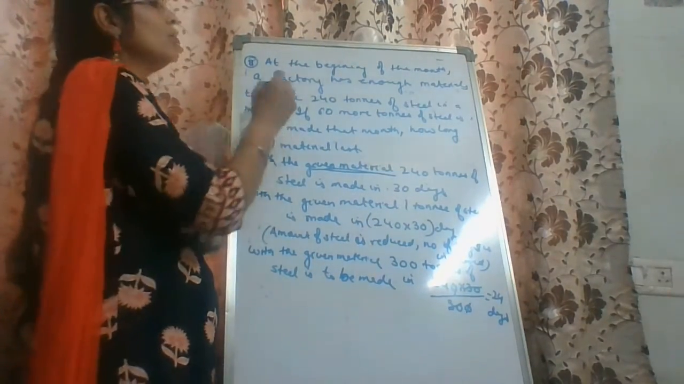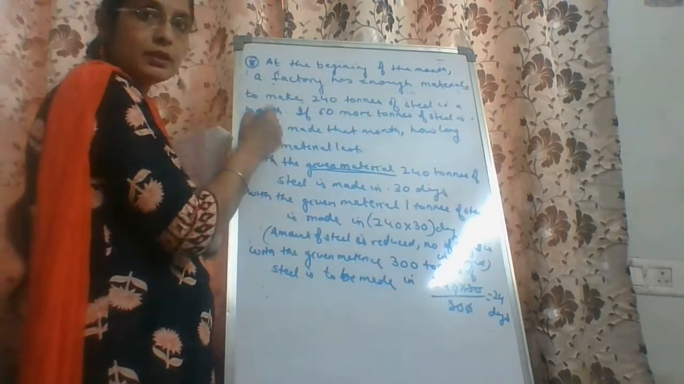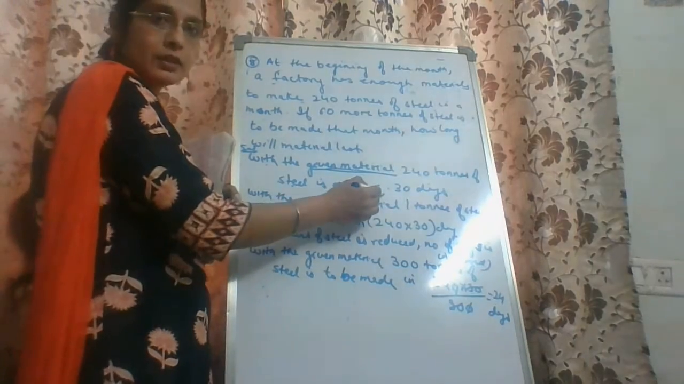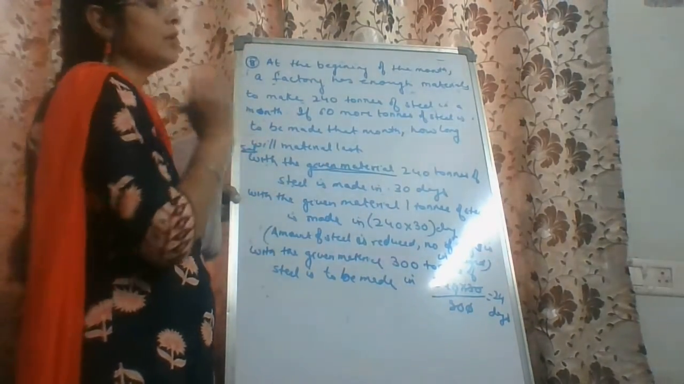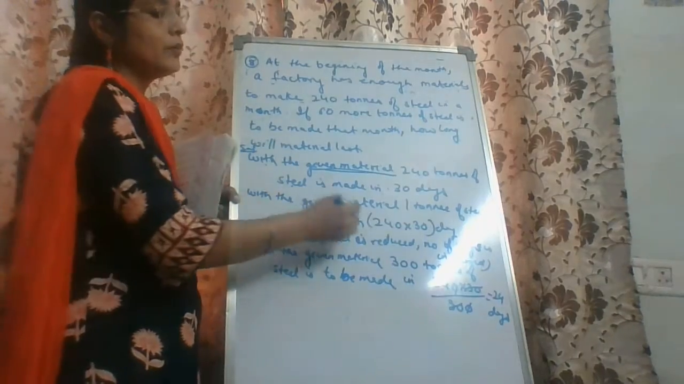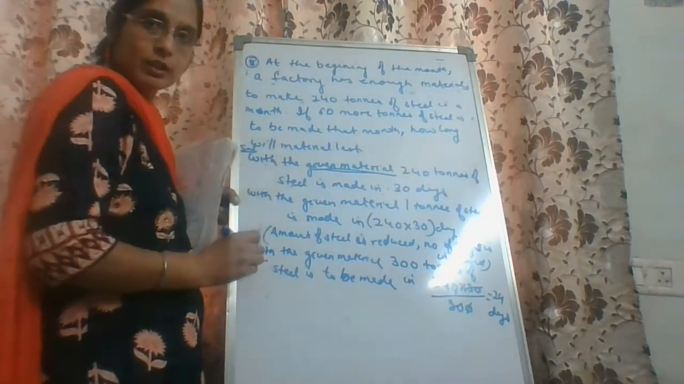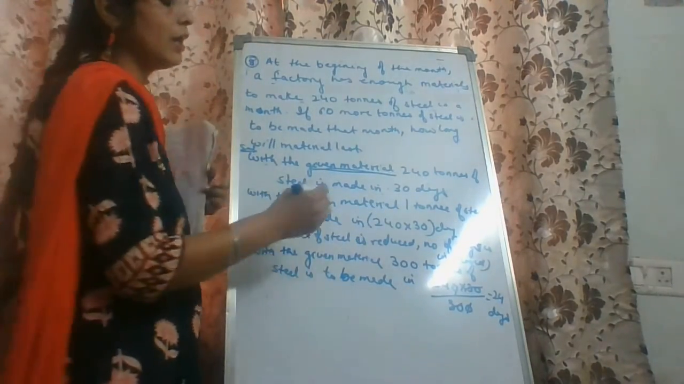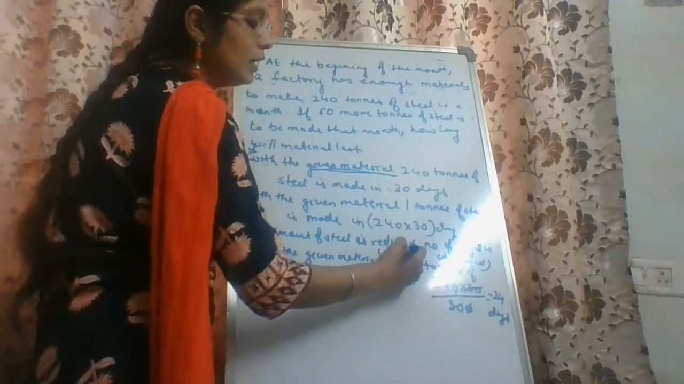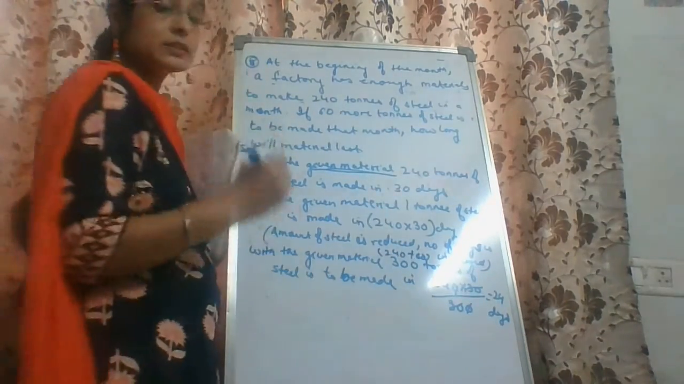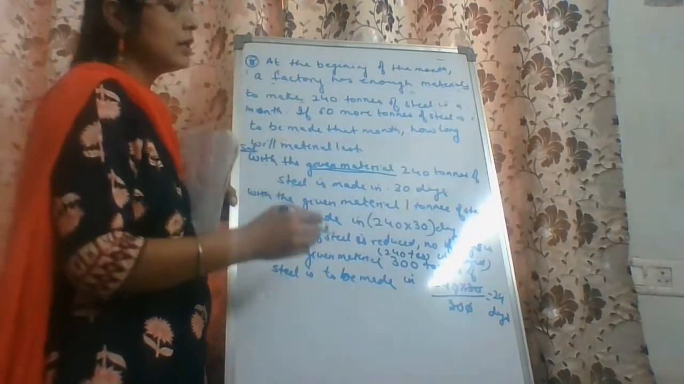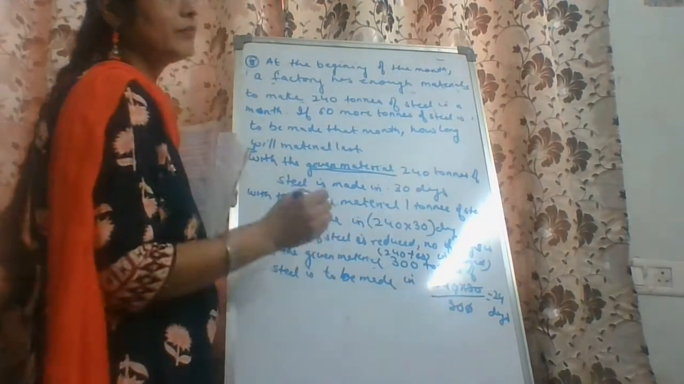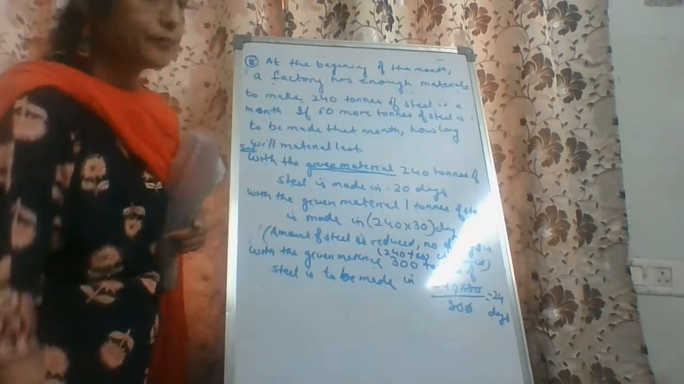See, with the given material, 240 tons of steel is to be made in 30 days. If 1 ton of steel is to be made, then the number of days will change to 240 into 30. But now if the consumption has to be increased to 300, why 300? Because it is 240 plus 60. It is given that 60 more tons has to be made. Then it will be 240 multiplied by 30 upon 300, which is 24 days.